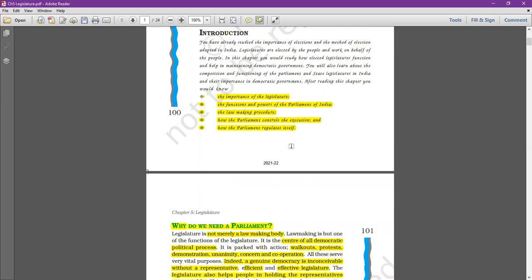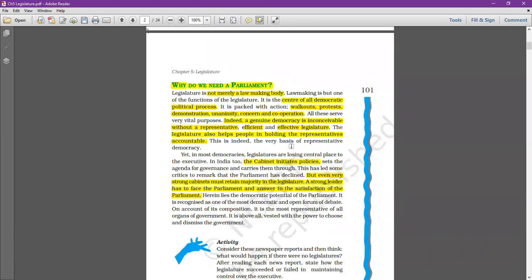Now, the first question is, why do we need a parliament? The main function of the parliament is lawmaking, but it is not merely lawmaking. Apart from lawmaking, a lot of other things go on in parliament, such as walkouts, protests, demonstration, unanimity, concern and cooperation. We just consider that it is lawmaking that is done by the parliament, but these other things are also done by the parliament.